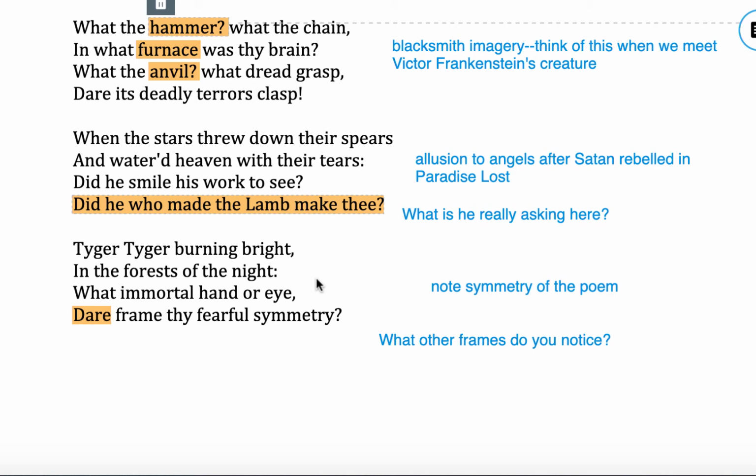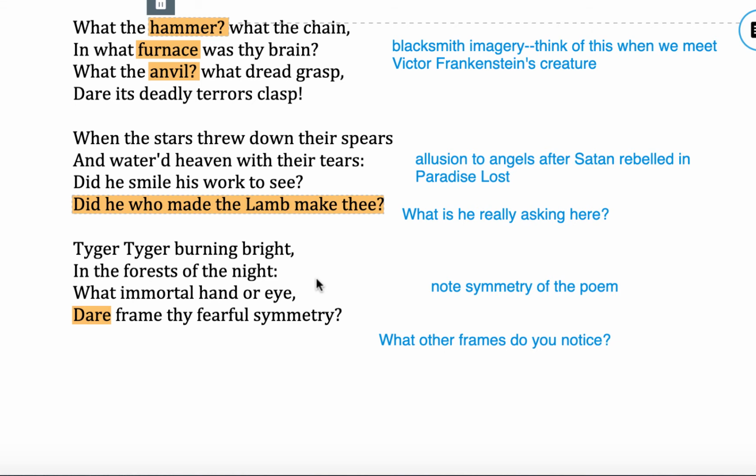So the big theory about the first two lines of the stanza that I read is that this is a reference to when Satan rebelled in Paradise Lost, in the epic poem by Milton, when Satan rebels and the angels throw down their spears and there's an epic battle. So that could be what the reference is there. But the second part, I think, is the more interesting part. This gets to the fundamental question of the poem.